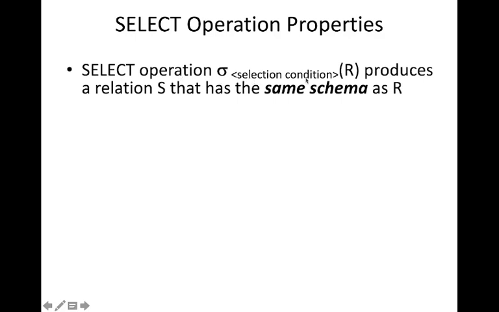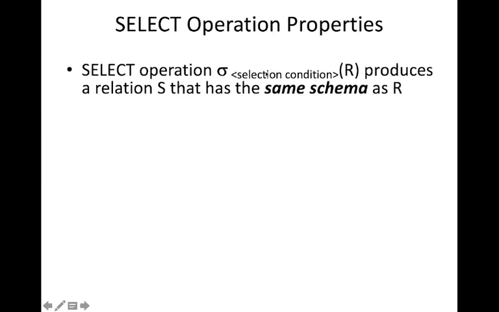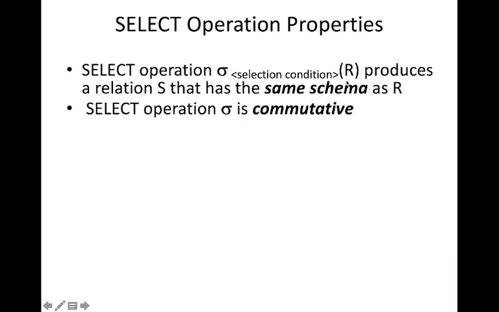Select operation produces a relation that has the same schema as R. That's what I have mentioned here. After performing the select operation, we will get a new relation. And the schema, you know what a schema is? Schema means the attribute names. So all the attributes or the column names are the same. It won't change. So after performing the selection operation, we will get the same schema as R.